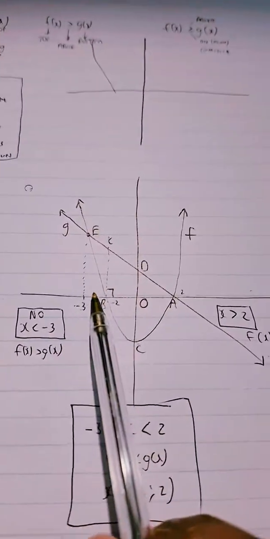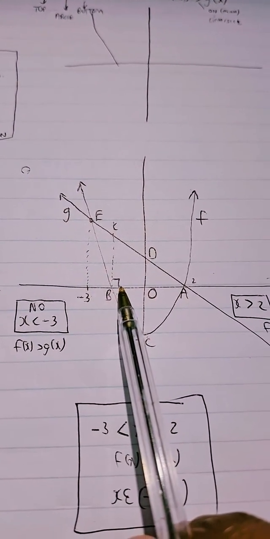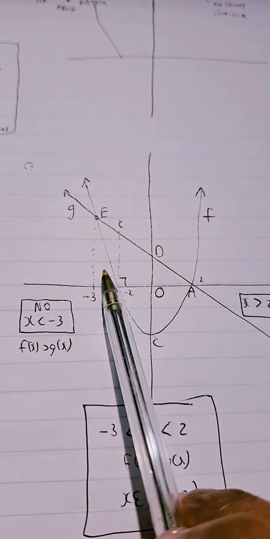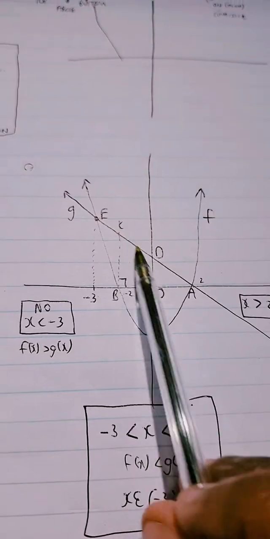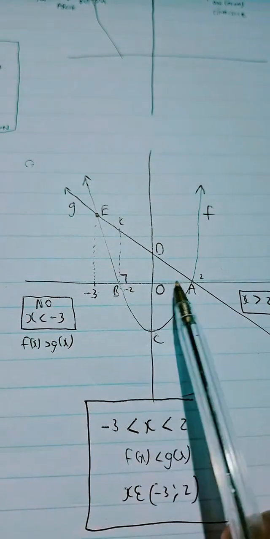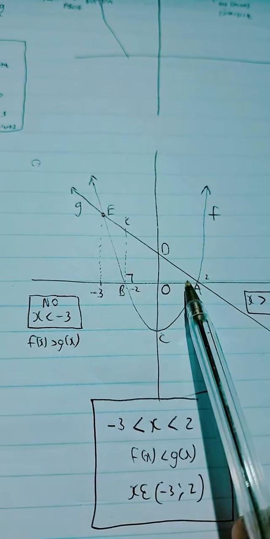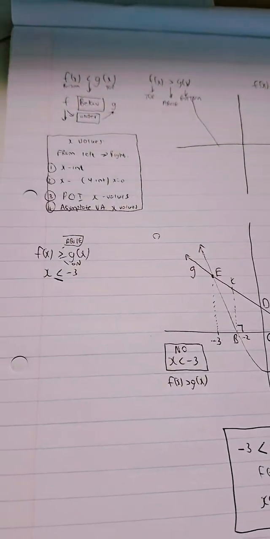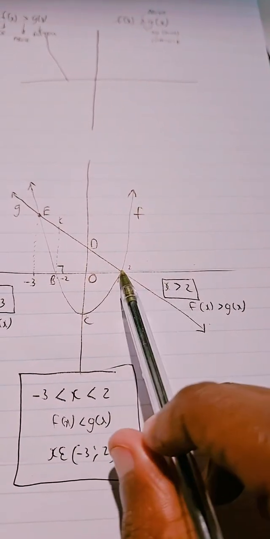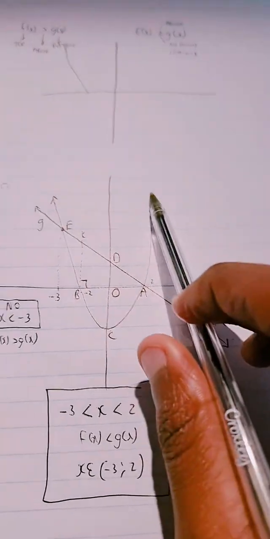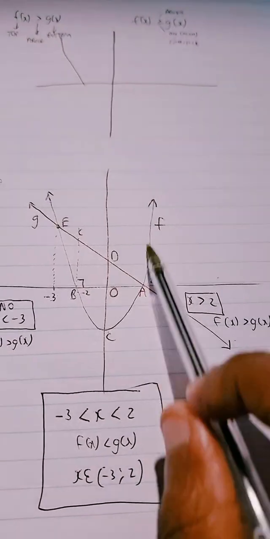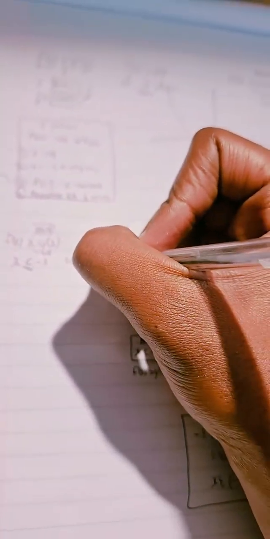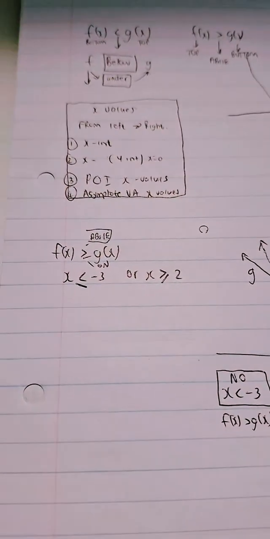Okay. Then, from negative 3 to negative 2, g is the one that's on top. From negative 2 to 0, g is the one that's above. From 0 to 2, g is the one that's above f. At 2, we are on each other. Okay. Then after 2, meaning where x is greater than 2, f is the one that is above g. Because here's g, here's f. F is on top, g is at the bottom. So we would say, or where x is greater than or equal to 2. That would satisfy that function.